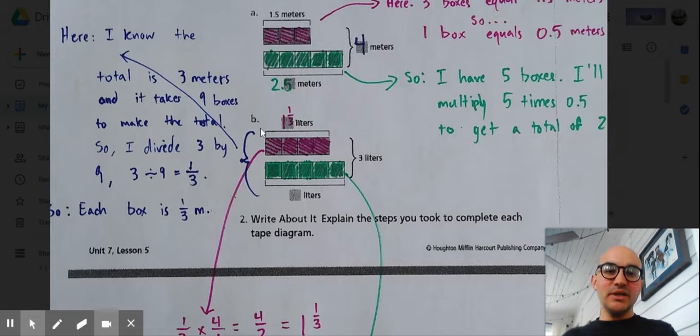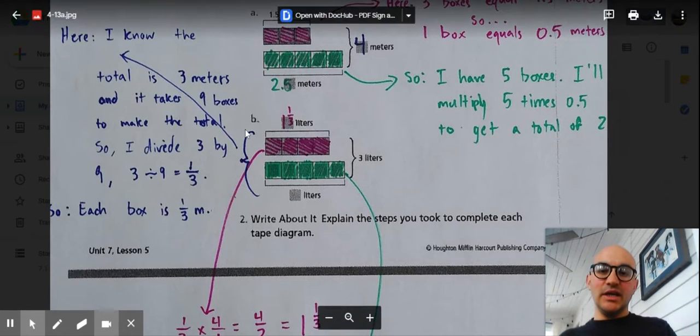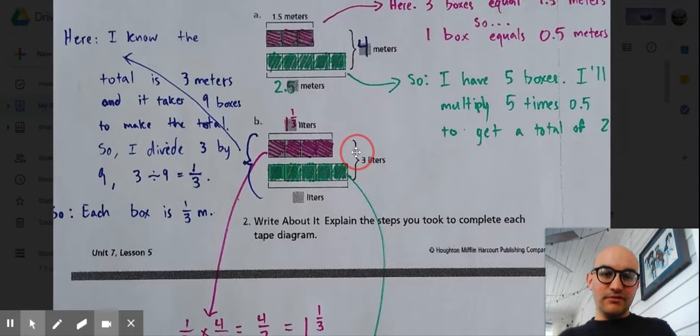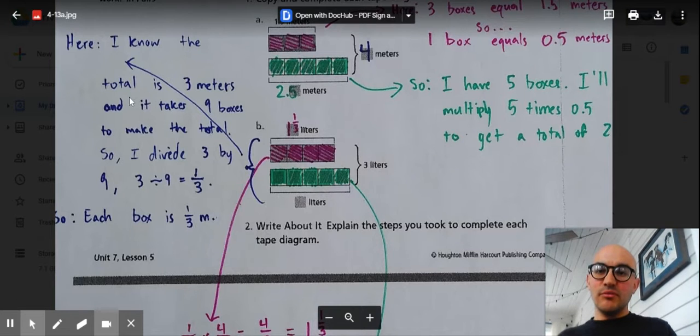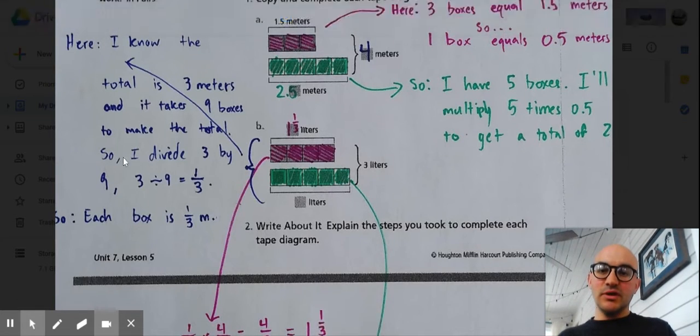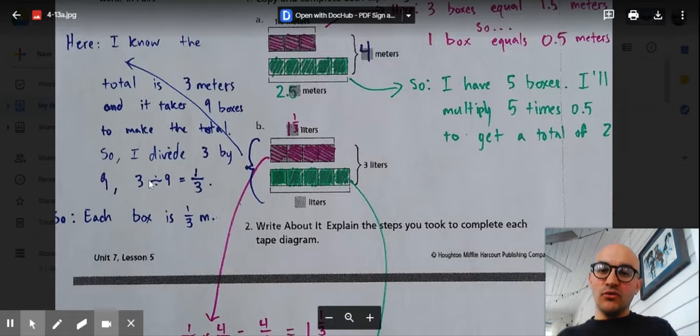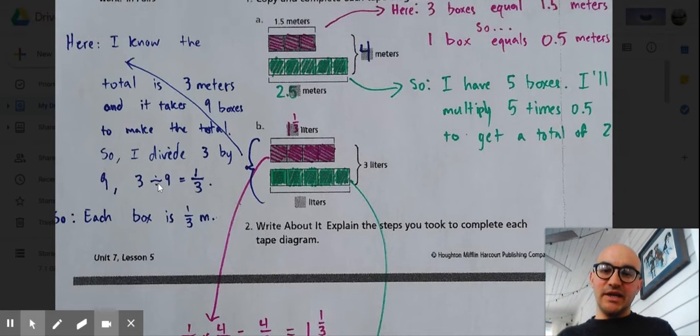Looking at problem B, I've got a whole bunch of arrows coming off this, so this is where I got a little messy. I did my best to make sense of it. For problem B, I'm given a total of 3 liters, and that total is made up of 1, 2, 3, 4 boxes that I colored pink, and 5 boxes that I colored green. So the total is 3 liters, and it takes 9 boxes to make the total. I divide 3 by 9 and get 1/3, or in decimal, 0.33333, and so on.